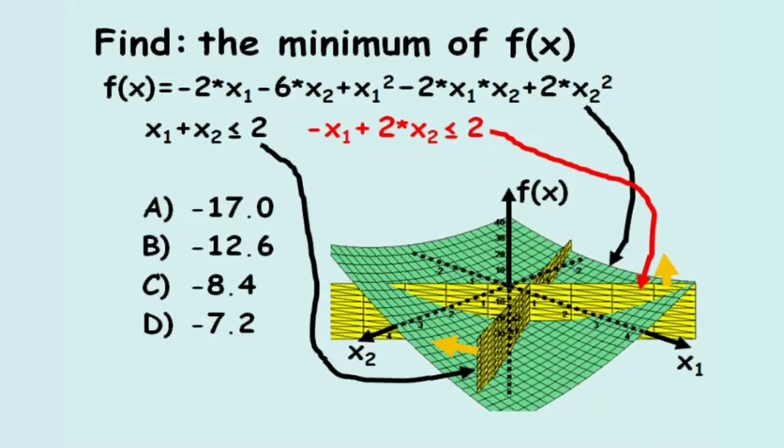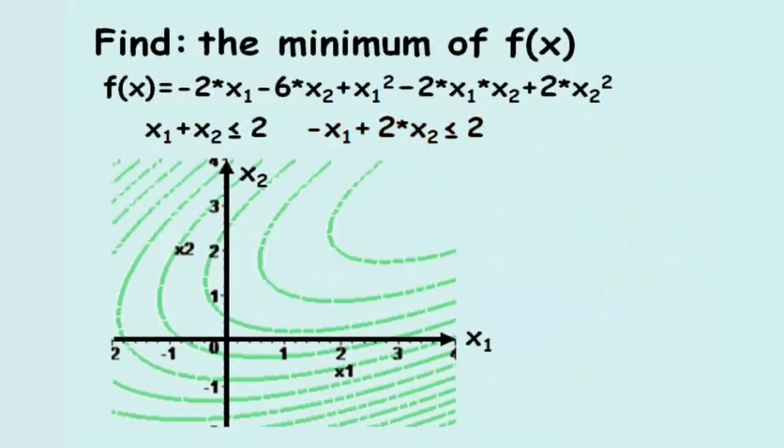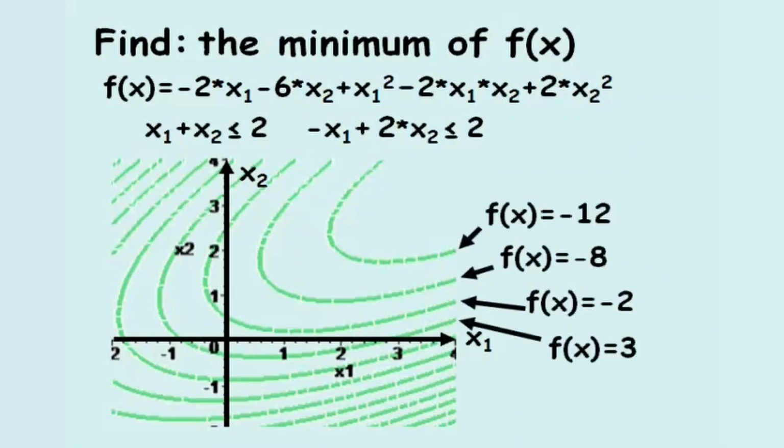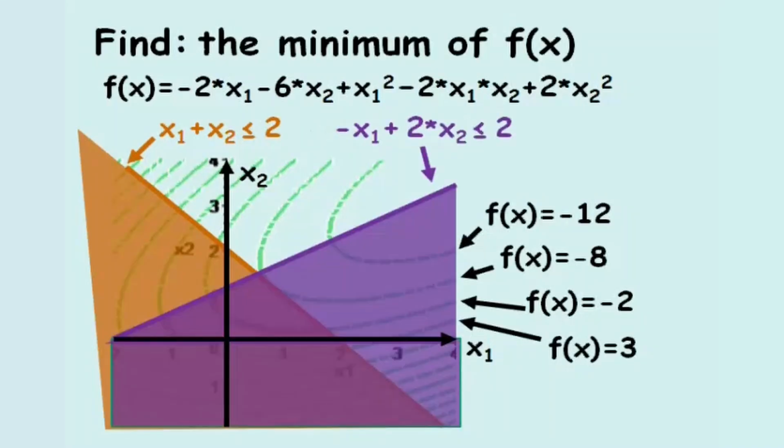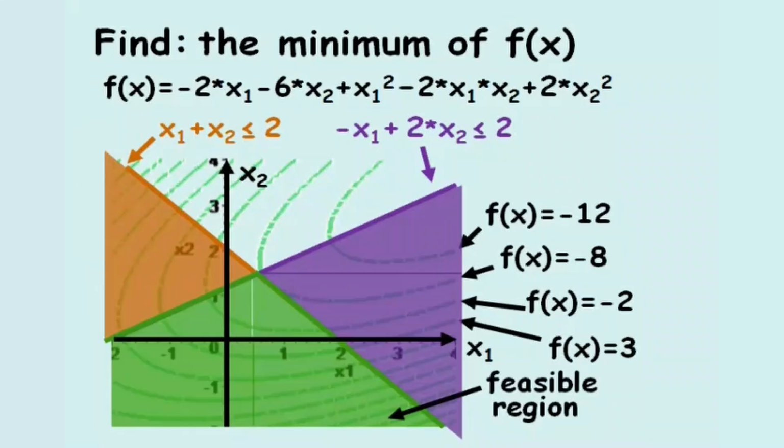If we view a contour plot which looks down upon the x1, x2 plane, then we notice the level sets of the objective function decrease as x1 and x2 increase, generally speaking. The first constraint confines the feasible region to values of x1 and x2, where x1 plus x2 is at most 2. The second constraint confines the feasible region to values where x2 is at most 1 plus 1/2 x1. The union of these two feasible regions is shown in green.